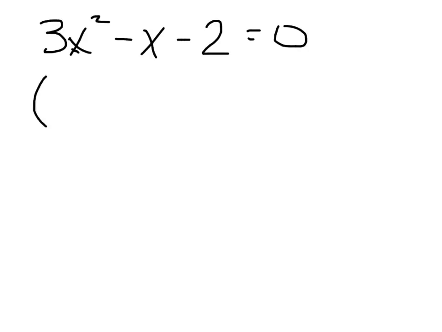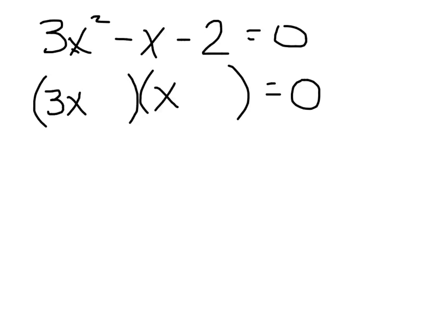Does anything come out right away? Is there anything I can divide all pieces by before I even start? No. So what times what gives me 3x squared? It's got to be 3x and x, right? What times what gives me 2? Okay, it's got to be 2 and a 1. And so if we put, what do you want, Haley? -2 and plus 1.